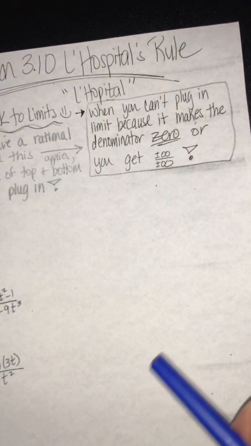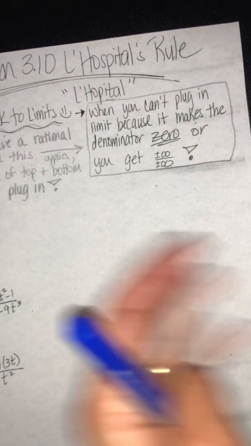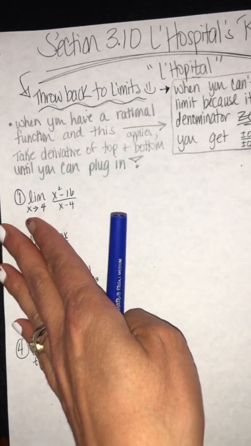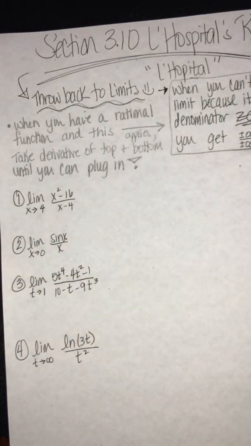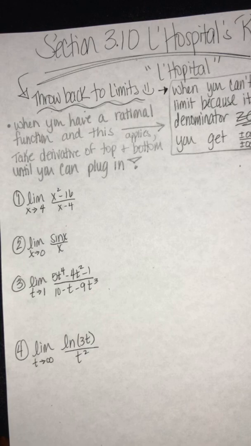It's to infinity and beyond. We don't want that. And we don't want a 0 in the denominator because that makes it undefined. So this occurs when you have a rational function and this is happening. You have to take the derivative of the top and the bottom until you can plug it in. But be careful. Don't confuse this with taking a normal derivative, okay? Because this is applying to limits now, all right? So here we go.